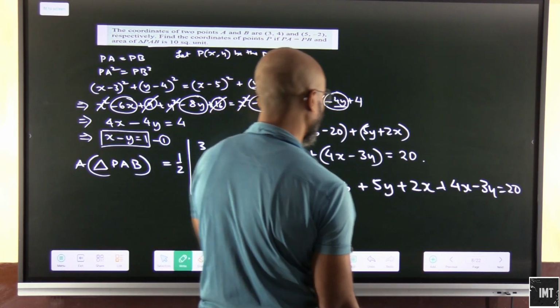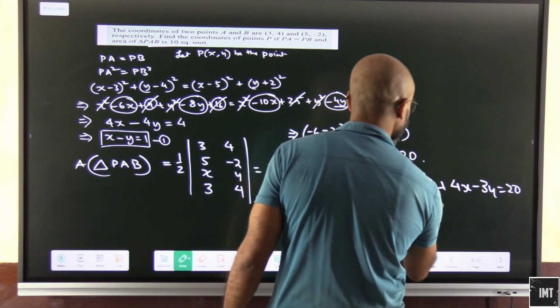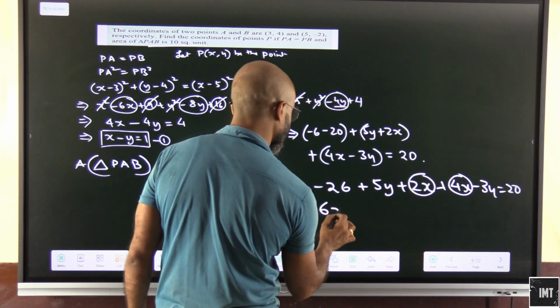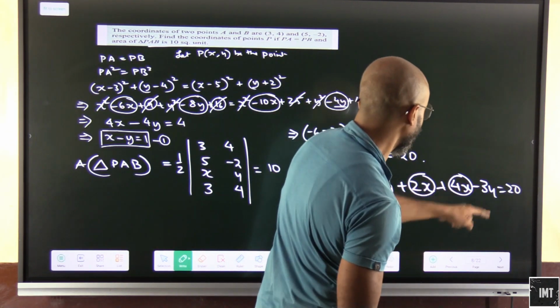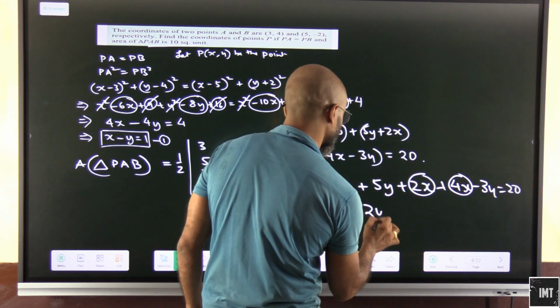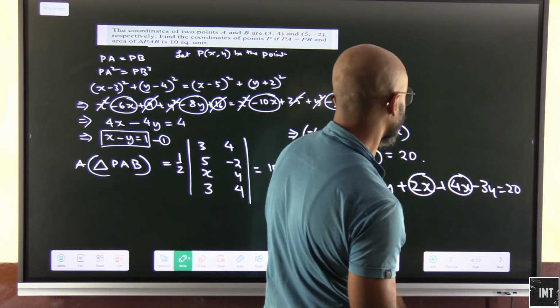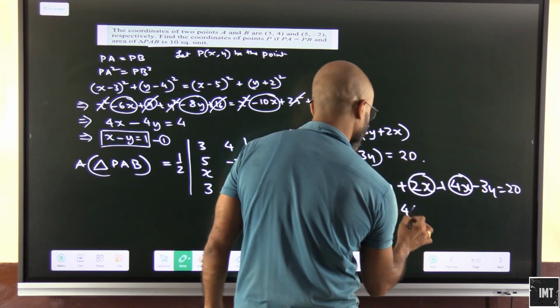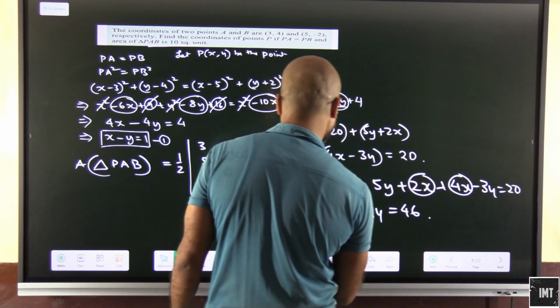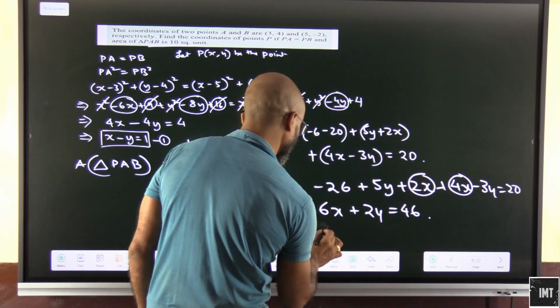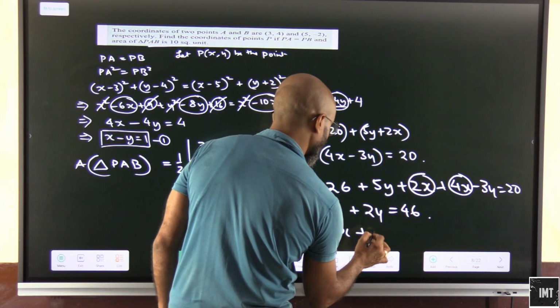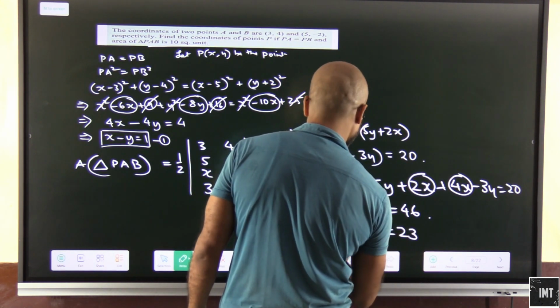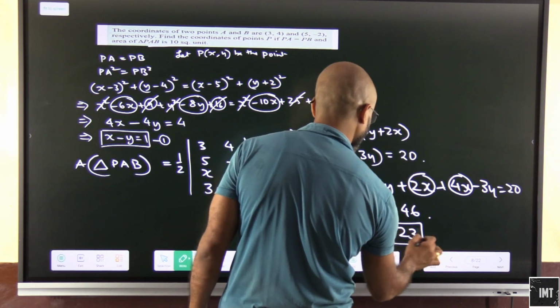So 2x + 4x gives us 6x, and 5y - 3y gives us 2y. This 26 goes there and it becomes 46, that is 20 + 26. We divide this by 2 and we get 3x + y = 23. This becomes our equation number 2.